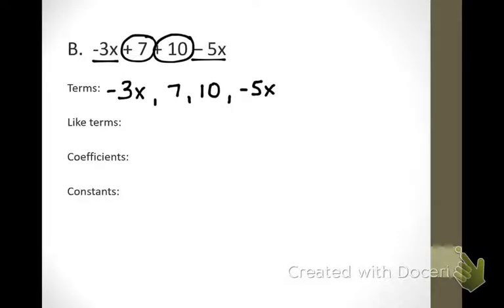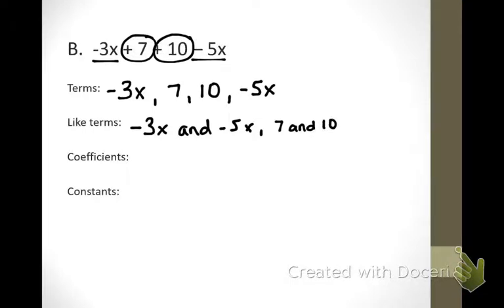Very good job. Now we're going to bump down to the like terms. Is there anyone who feels like you could easily identify those like terms for me? Noah, what are the first like terms you see there? -3x and -5x. Excellent. Those are in my x family, so those are like terms. Noah, do you see anything else that's alike? +7, +10. Very good. The +7 and the +10.